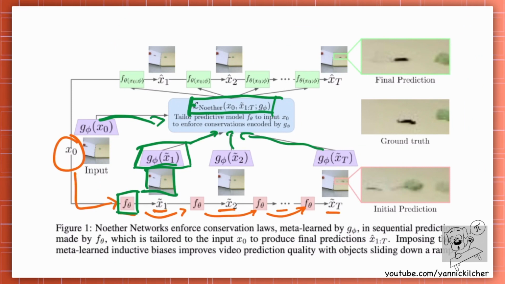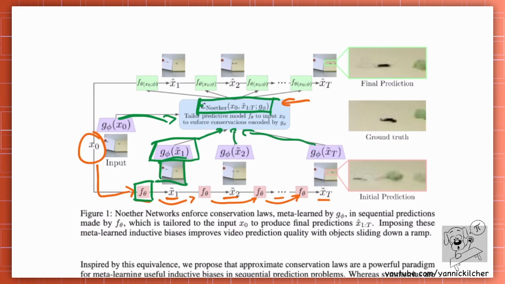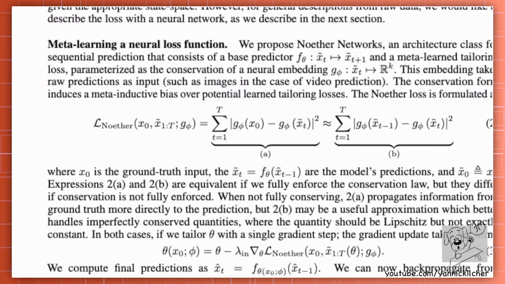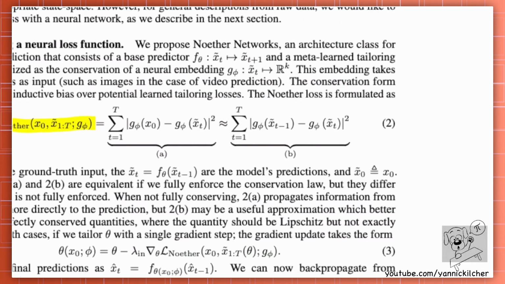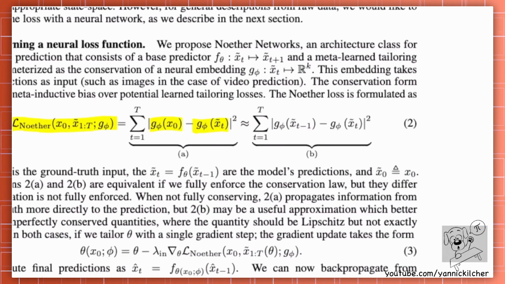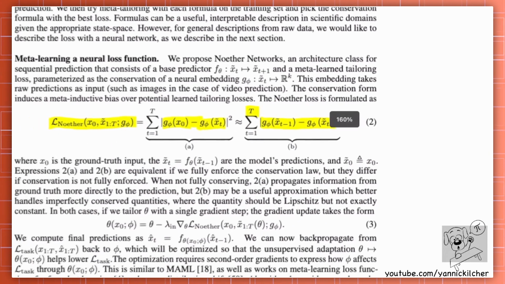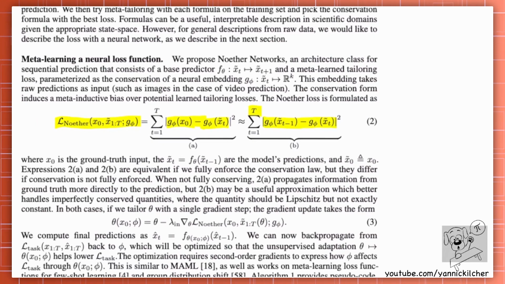However, initially these G's are not going to output the same thing, so we are going to attempt to change the f function such that the G's output more the same thing. There is a loss involved right here. This is the Noether loss, they call it, and it is defined down here. It's defined in one of 2 ways. Either you take the difference between the G function of the initial frame and the frame at time point t, or you calculate the difference between consecutive frames. Either way, since you sum across all the frames, this means that all the outputs of the G network should approximately be the same.